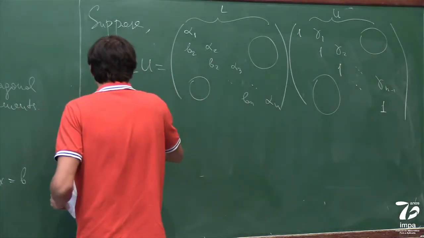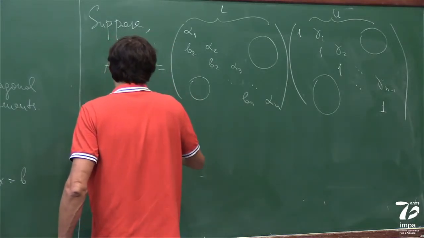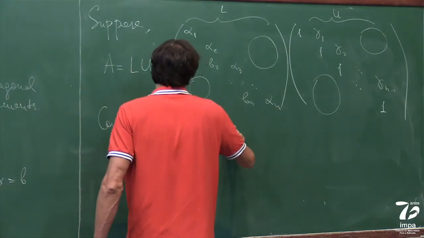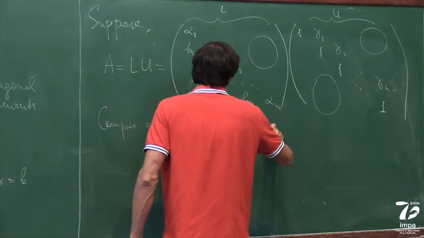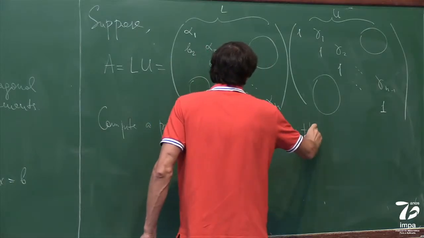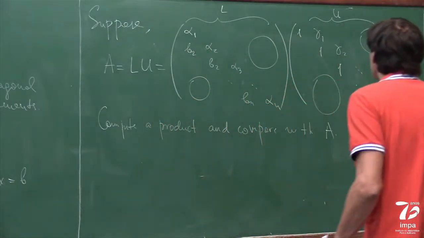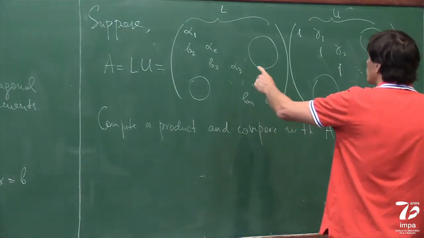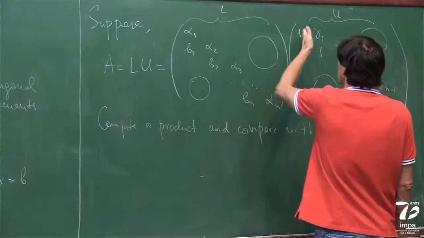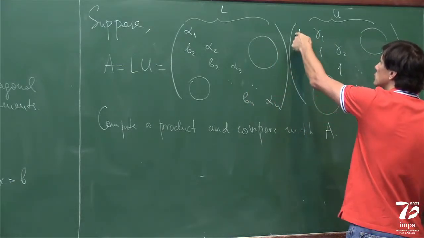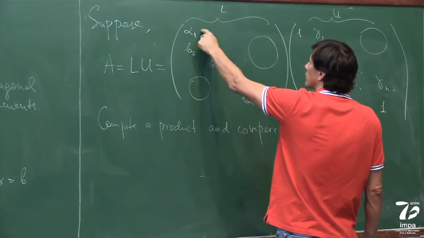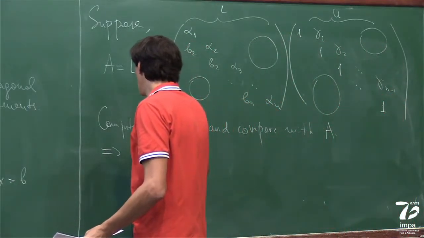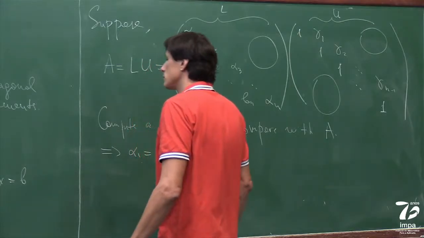So compute a product and compare with A. How do you do it? For example, compute the product for the element 1, 1. It will be this vector, which is just 1, 0, 0, 0, by this row, which is alpha 1, 0, 0, 0. So the product is alpha 1. So it means that alpha 1 equal A1. This is the first thing you can find.